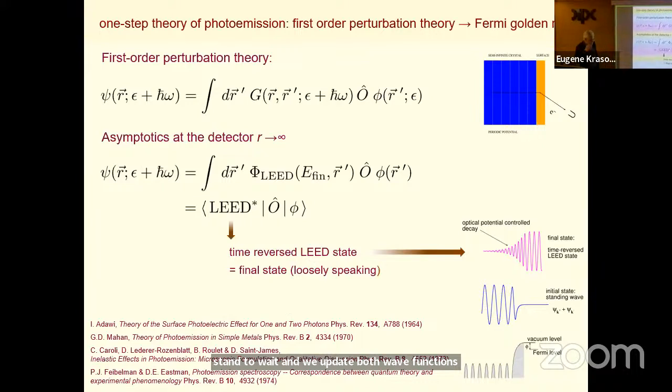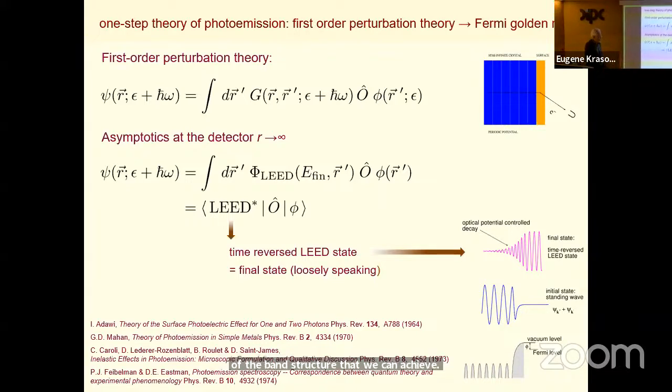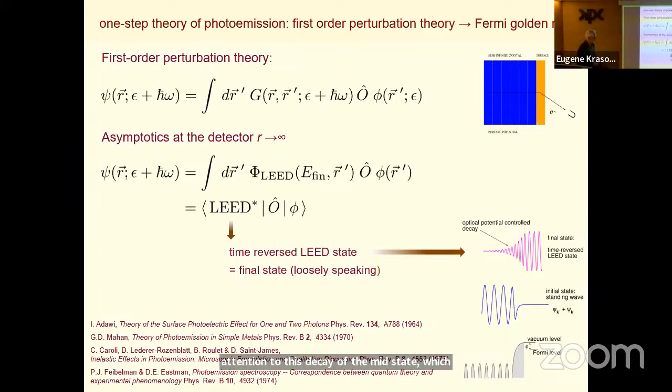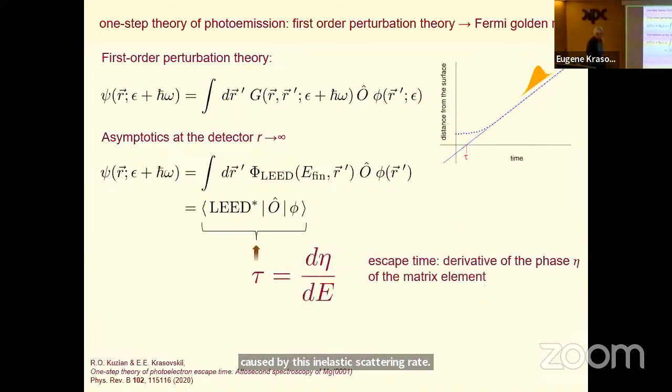fully ab initio with a band structure-like method based on the augmented plane wave representation. It's an all-electron method, so the quality of these calculations is supposed to be the same as the quality of the band structure that we can achieve. Okay, so this theory is well established for stationary photoemission, and please pay attention to this decay of the LEED state, which is caused by the inelastic scattering rate and which is controlled by the optical potential.